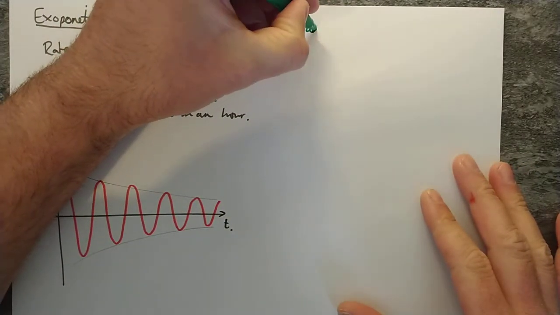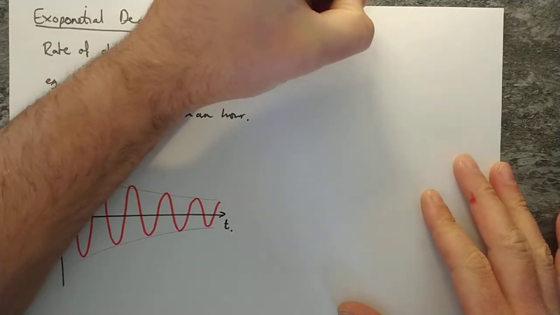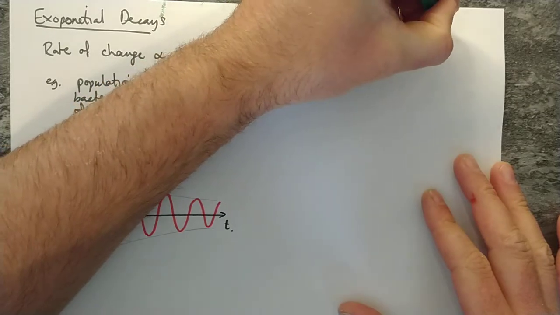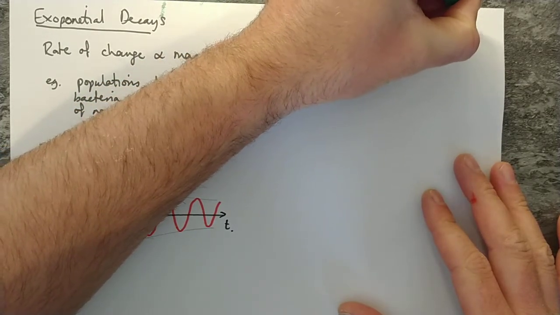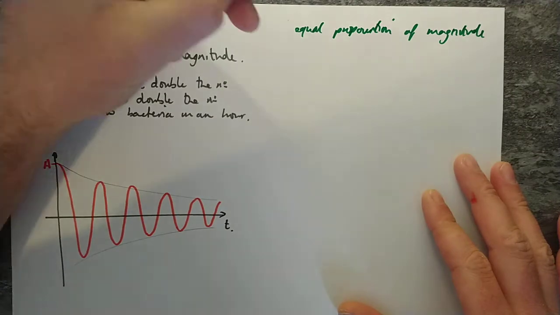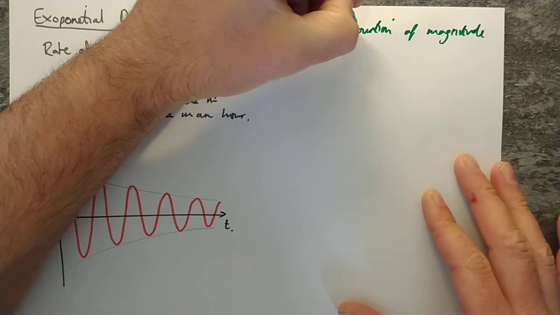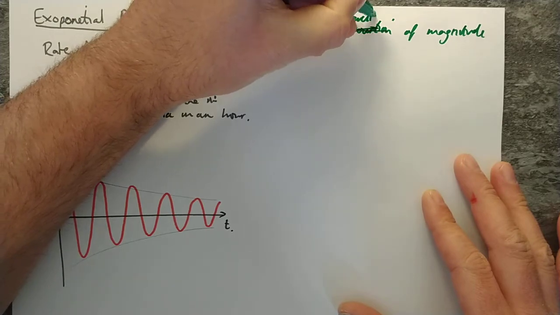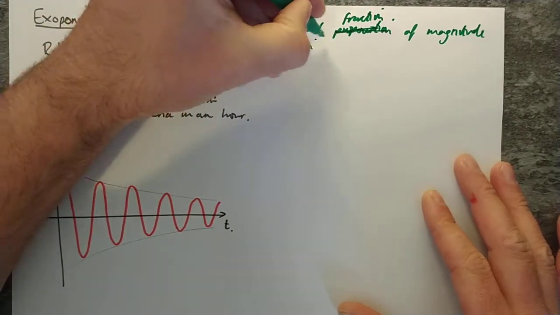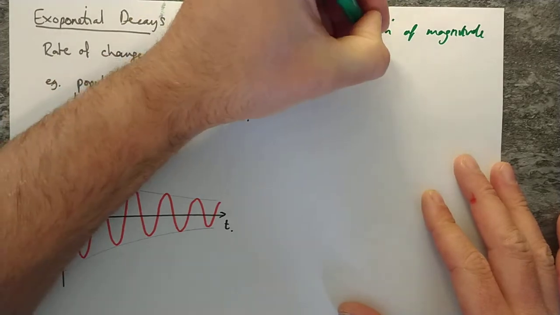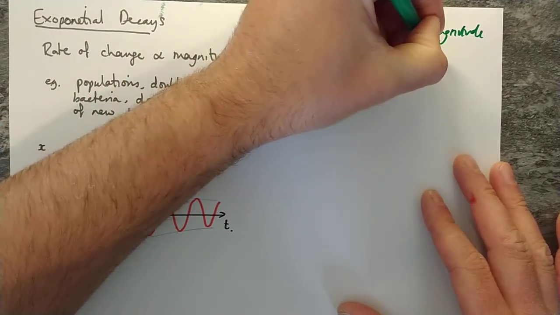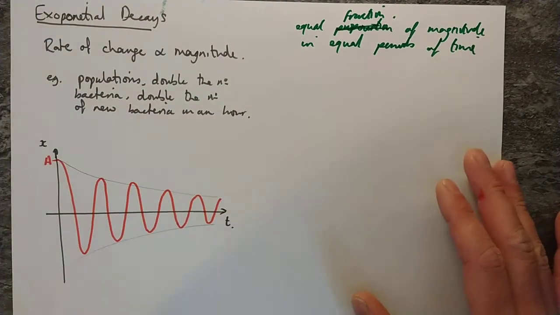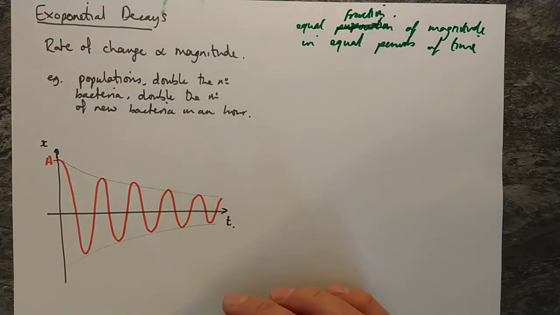So an equal proportion of magnitude. Actually, I might just change that, it's probably a bit easier to understand if I say fraction of magnitude in equal periods of time. So what I need to do is look at equal time periods.